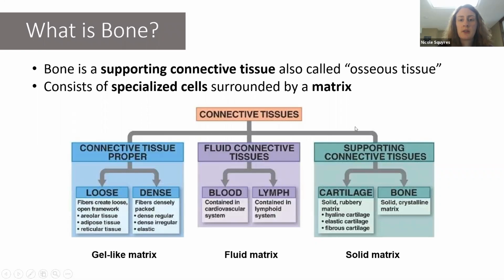And so as a reminder, these are our sort of various categories of connective tissues. And we notice that if we look at supporting connective tissues, all right, we have both bone and cartilage. We'll talk about cartilage a little bit at the end of these slides, but bone, right, is going to have a solid matrix, okay? So that's going to differentiate it from other types of connective tissue that we've looked at so far in this course, such as loose connective tissue or dense connective tissue, which have a gel-like matrix. Bone has a solid matrix.